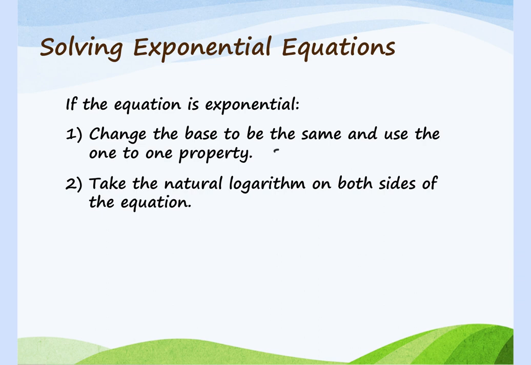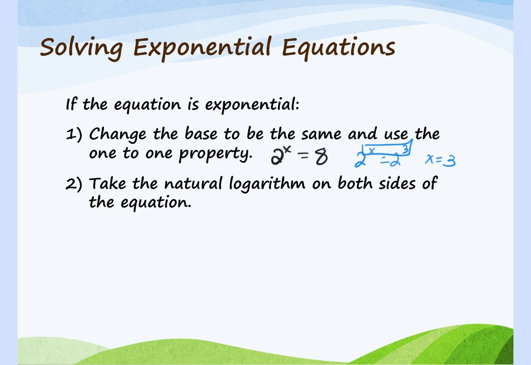Like if I had 2 to the x equals 8, I would change it so that it's 2 to the x equals 2 to the third. And then I would set my exponents equal to each other, and I'd get x equals 3. So that's what it means by with the same base. Can you change them so they have the same base? If you do, you're going to ignore the base and set the exponents equal to each other. That's the one-to-one property.